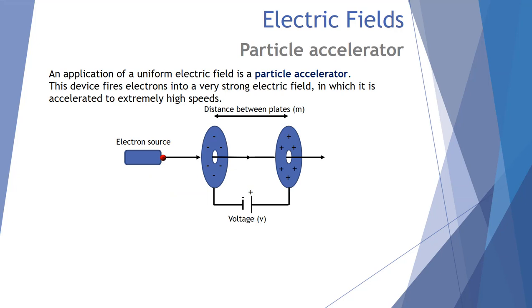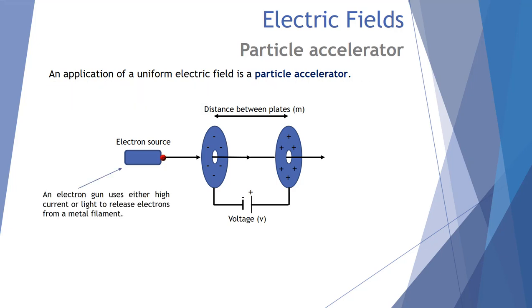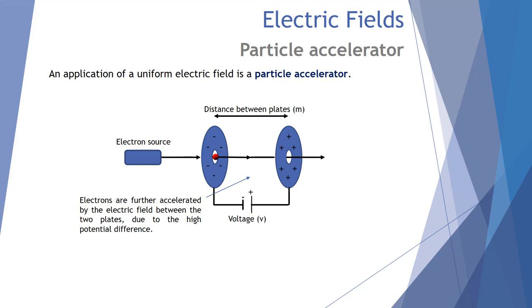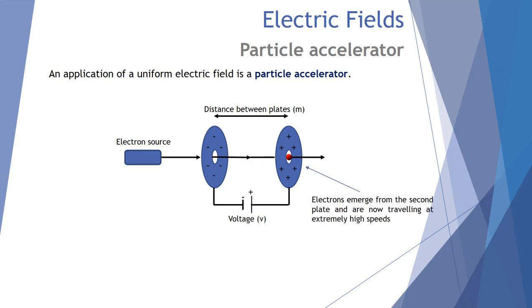One particular application we can look at with uniform electric fields is that of a particle accelerator. I have here a basic schematic diagram of a simplified particle accelerator. This device fires electrons through a very strong electric field in which they are accelerated to extremely high speeds. Let's look at each step. First of all, the electron source. An electron gun uses either high current or light to release electrons from a metallic filament, so it injects the electrons. The electrons are accelerated between the large electric field or the large potential of the two plates to extremely high speeds. And finally, the electron emerges from the second plate and is now traveling at extremely high speed.